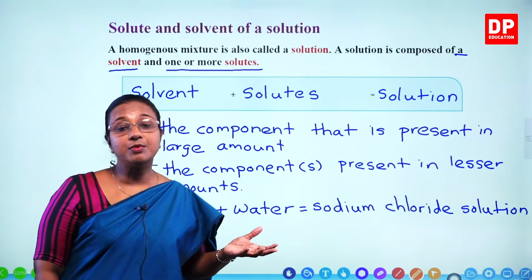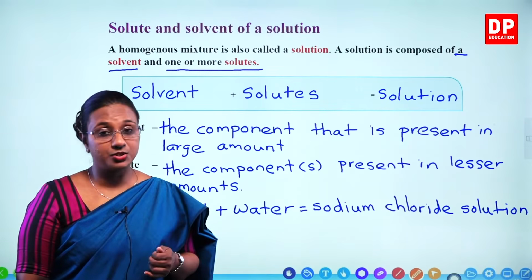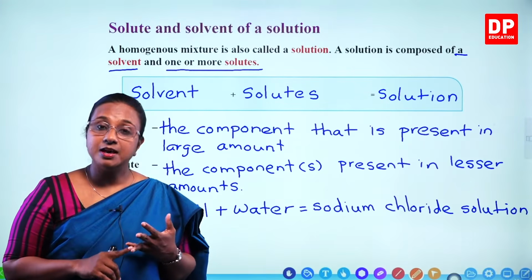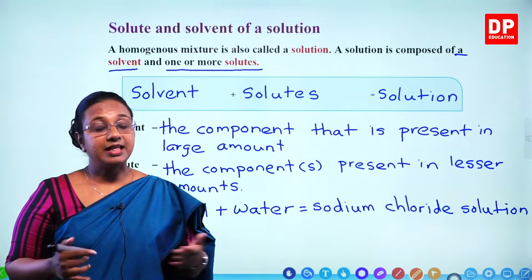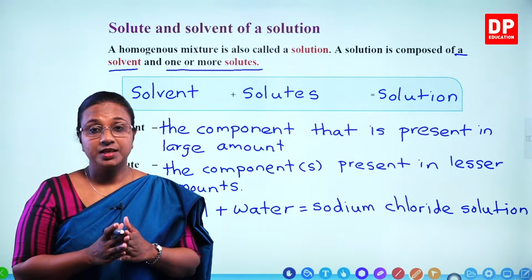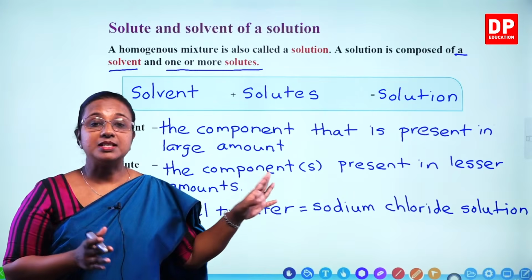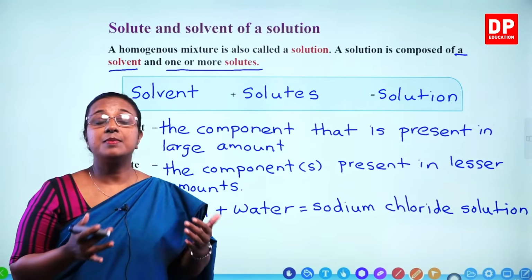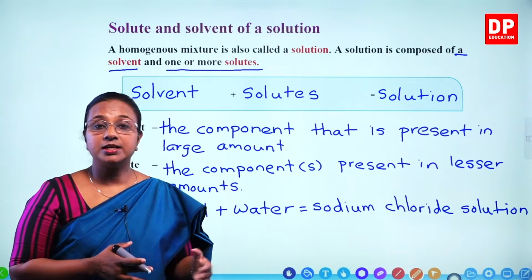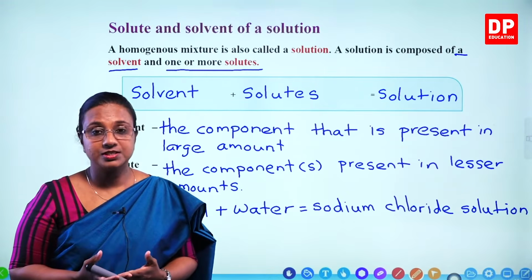But if you take the seawater, as we discussed before, seawater has many salts dissolved in it. Sodium chloride, magnesium chloride, sodium sulfate, magnesium sulfate. Like that, there are many salts dissolved in it. But if you consider the volume, the water is in very excess amount. But the salts are comparatively present in smaller quantity. So that means in seawater, water is the solvent and all the salts are the solutes.